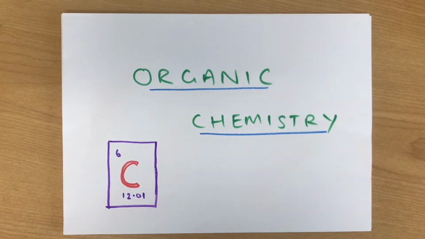Hi Year 12 and welcome to this video on organic chemistry. Organic chemistry is the chemistry of carbon, that wonderful sixth element on the periodic table. It used to be thought of as the chemistry of molecules produced by living organisms. However, now it's known as the chemistry of carbon, after some organic molecules were produced from inorganic materials.